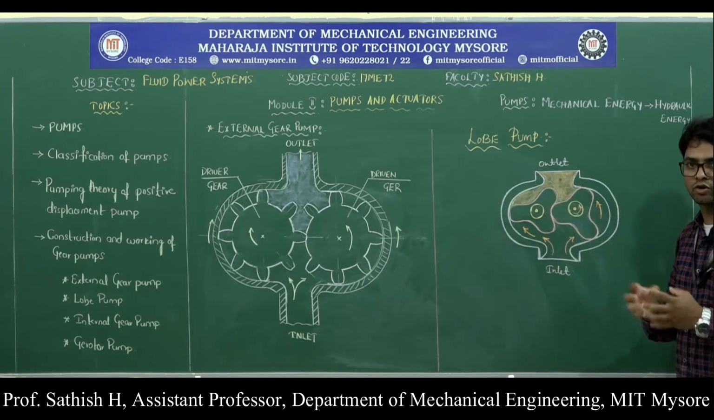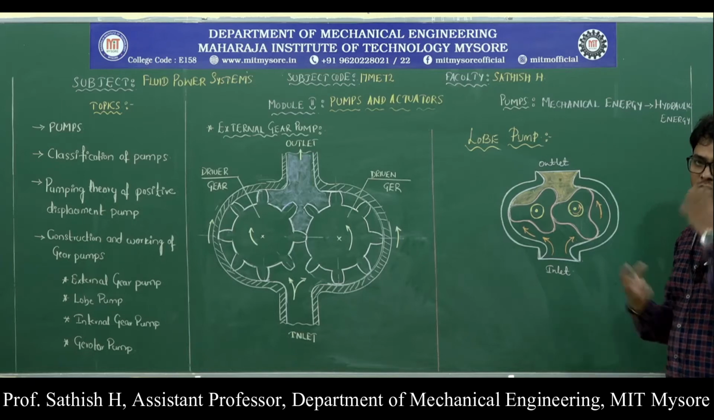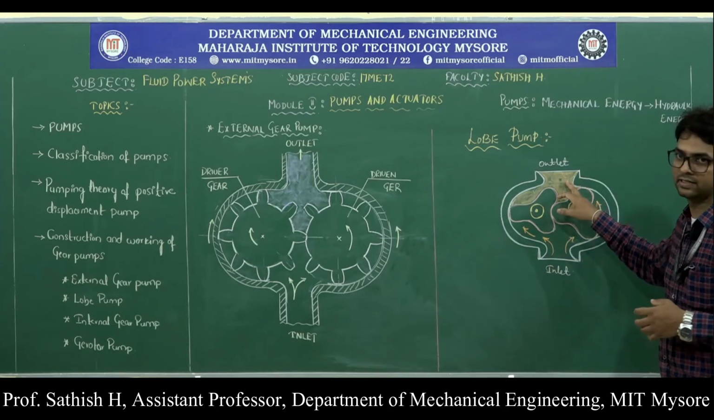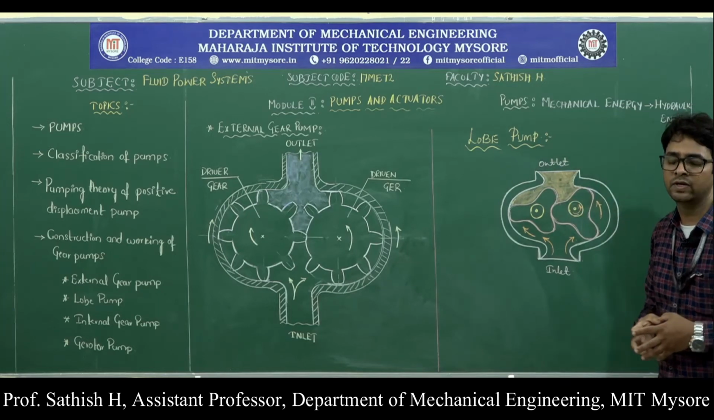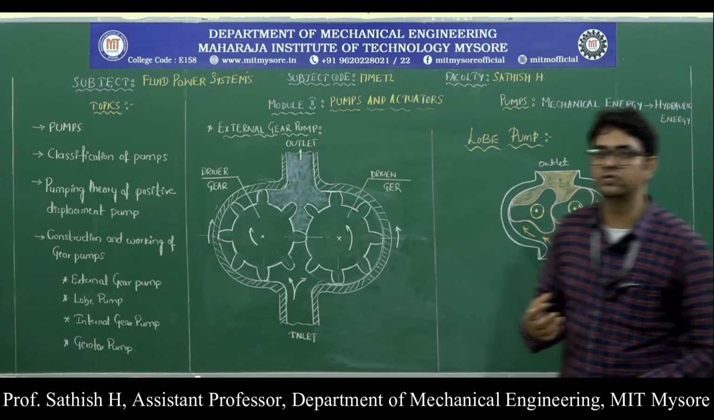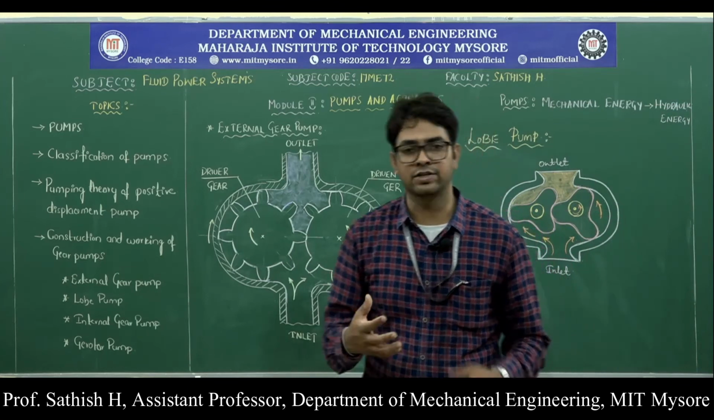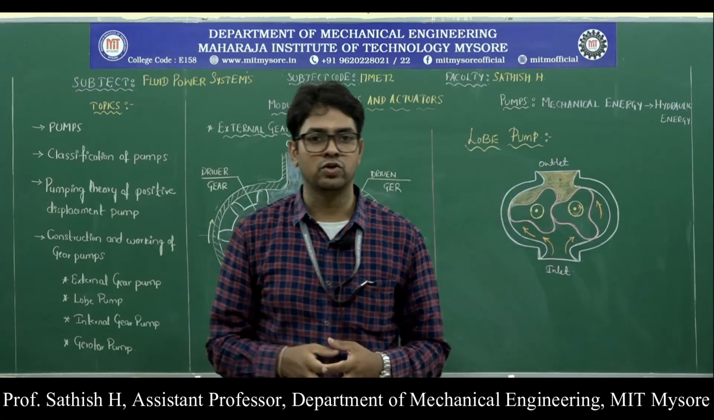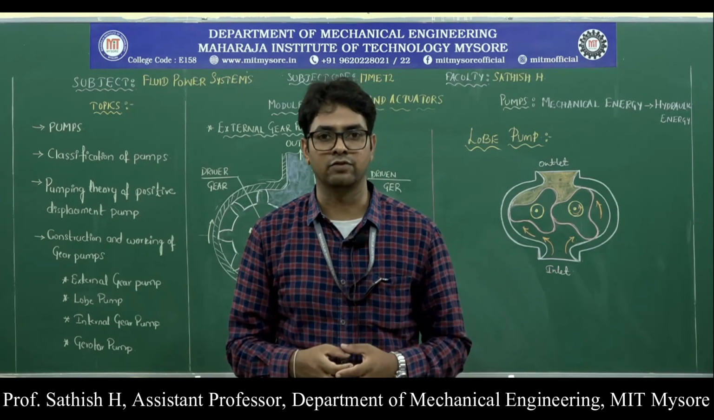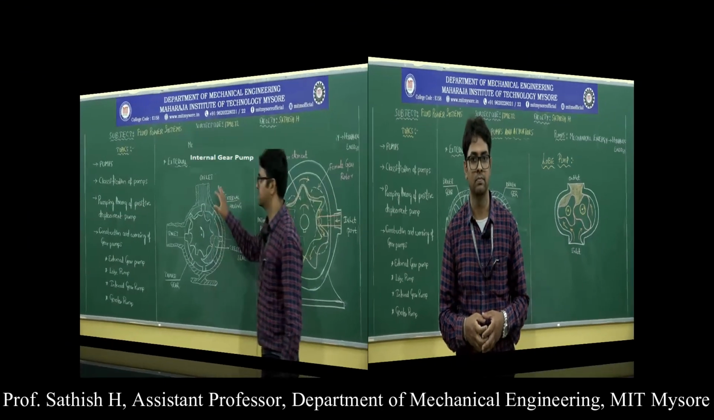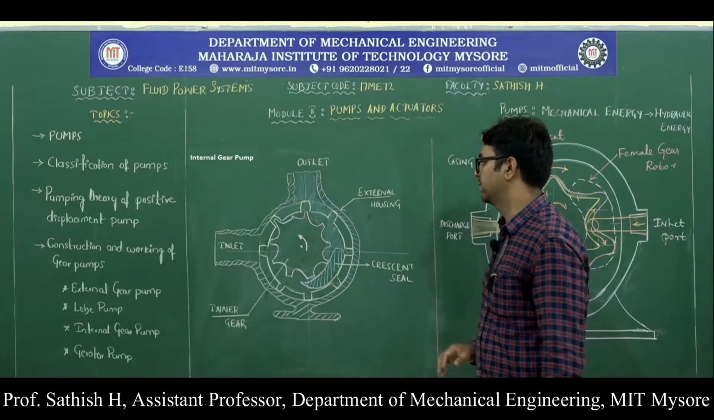Here the lobes go out of the mesh, that means the volume decreases and the pressure increases. High pressure fluid goes into the hydraulic system or the fluid power system, and can be used to overcome the friction in the pipelines and to do the desired application, for example lifting of loads. This is a sketch for the internal gear pump.